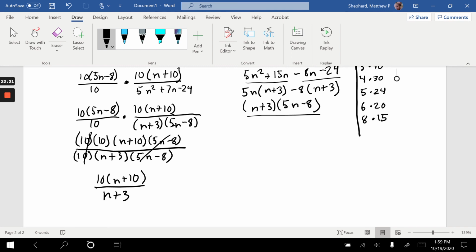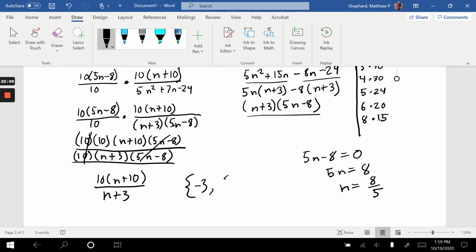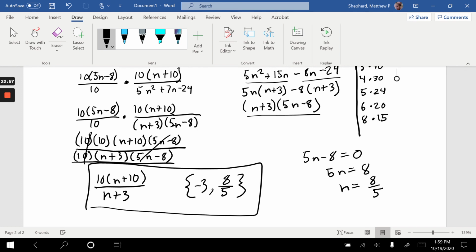Now to know our excluded values, we want to focus on what the denominator was before we eliminated anything. So the n plus 3, that's a 0 at negative 3. And the 5n minus 8, if we add an 8 to both sides and then divide by a 5, we get that that will equal 0 at 8/5. And so there would be our excluded values. I hope this helps you guys out on the work. Good luck.